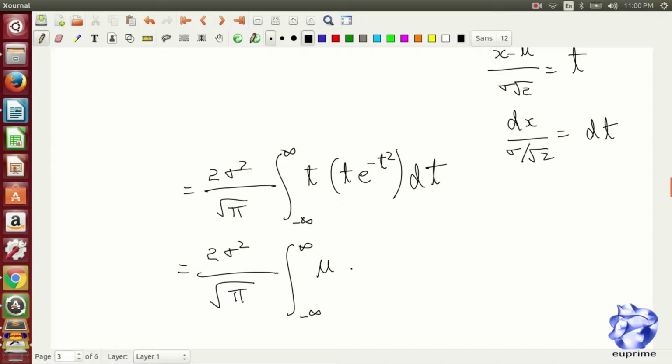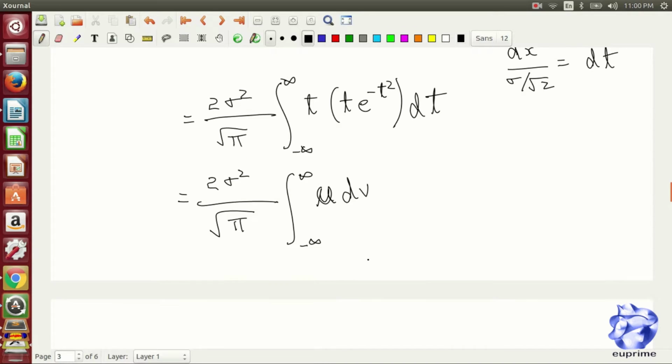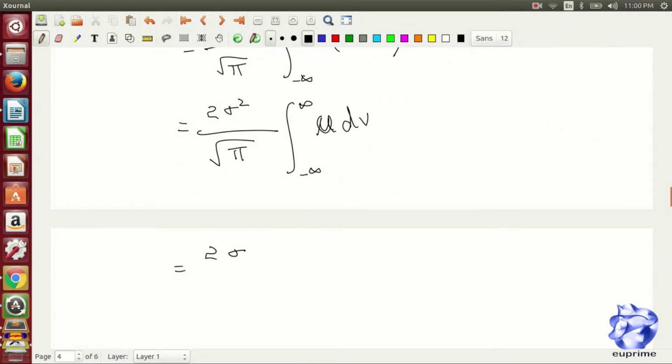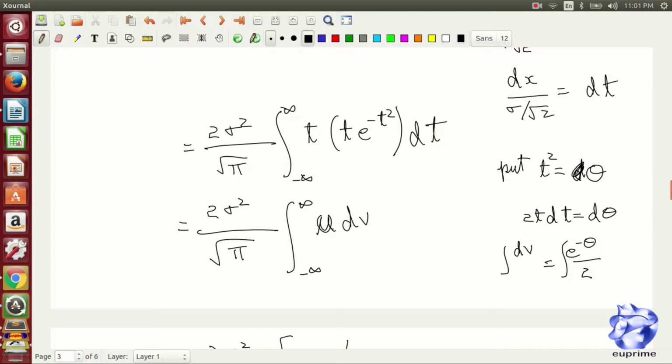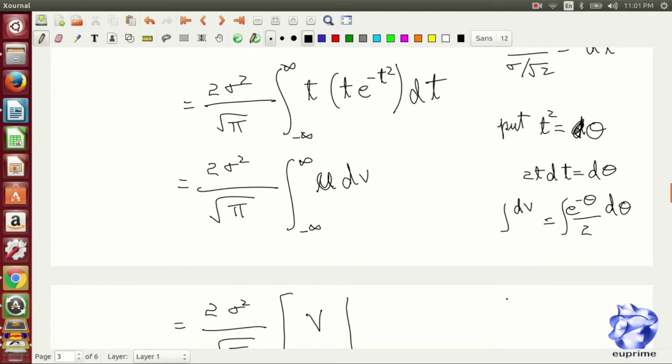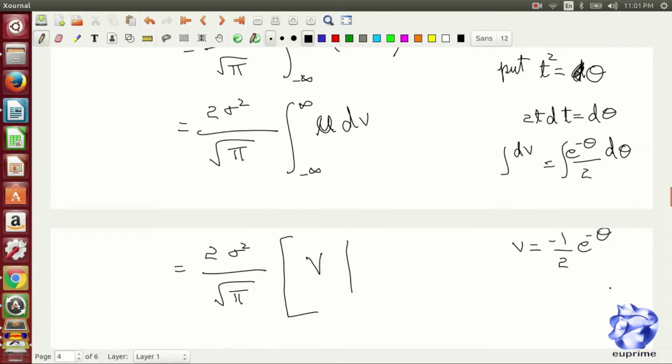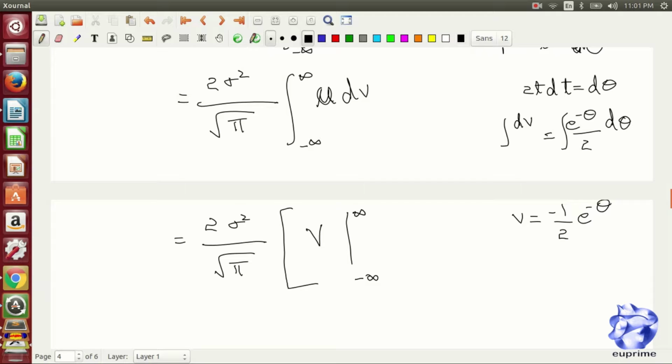So on here we put t square as theta, so we get 2t dt is equal to d theta, and on integrating dv we get e to the power minus theta by 2 with respect to d theta, and v is equal to minus 1 by 2 e to the power minus theta.